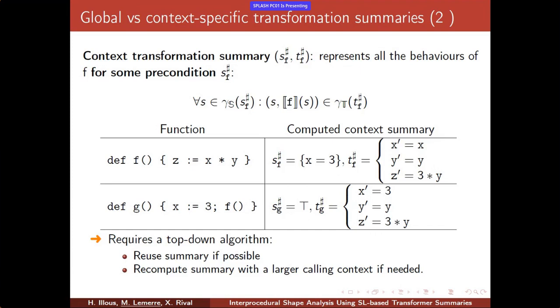The idea is that when we try to call some function, we will see if we can use this summary. If that's the case, that's nice, we reuse the summary. Otherwise, we try to recompute the summary with a larger calling context, and we do that until we iterate.